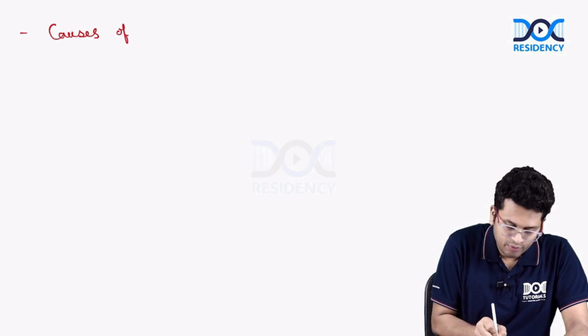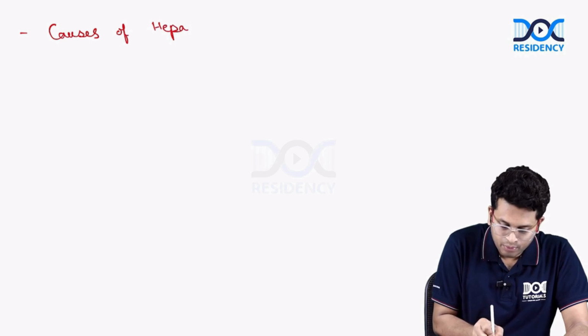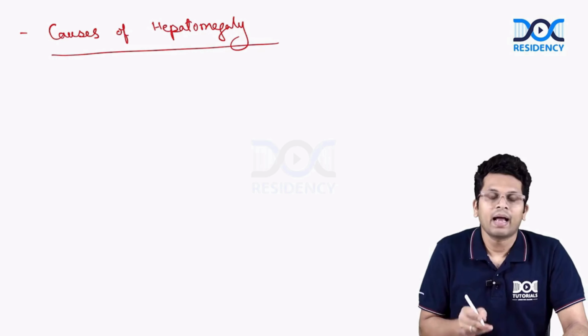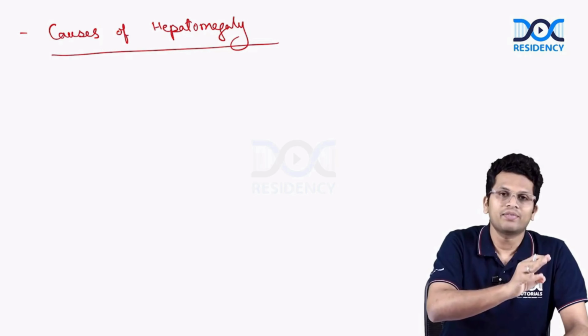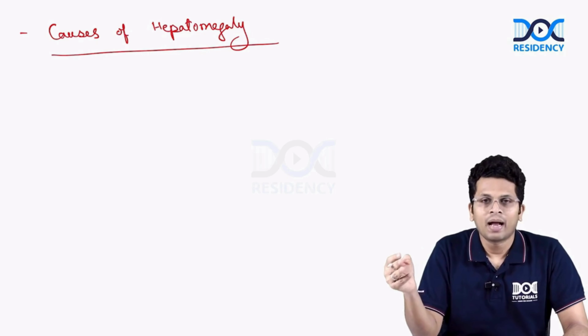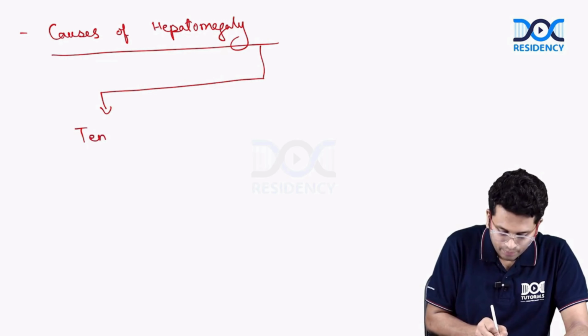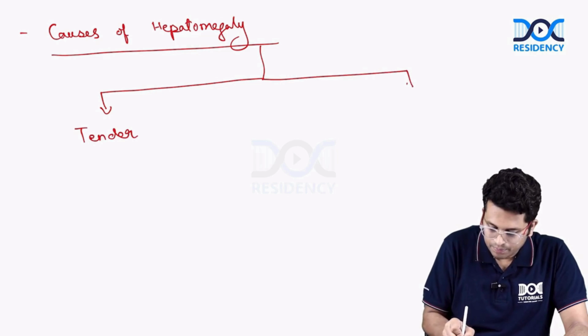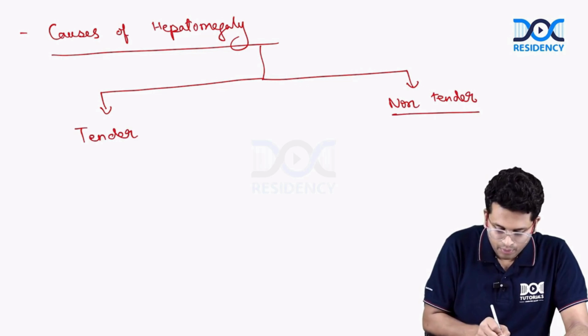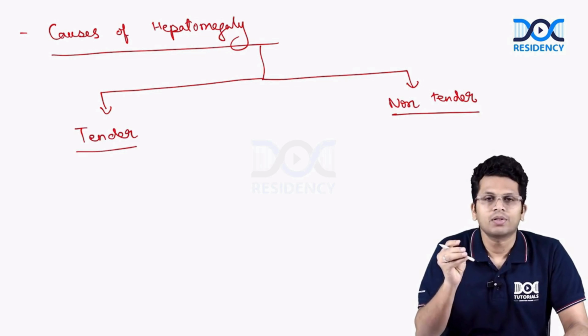Causes of hepatomegaly. Now overall you can have a clinical classification and you can also have an etiological classification. Etiological classification will have many causes, but clinically if you are able to remember that it could be tender or it could be non-tender, that will help you analyze what are the probable causes you are dealing with.